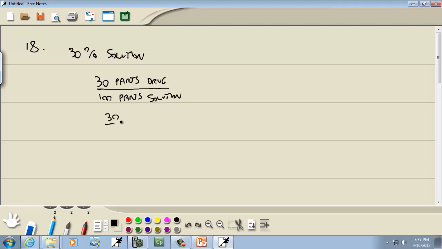So this is just 30 over 100. It's always whatever this is, you just put it over 100. And this simplifies. They both end with 0, so I can divide top and bottom by 10. So that gives me 3/10. And putting that back into ratio form is 3 to 10.